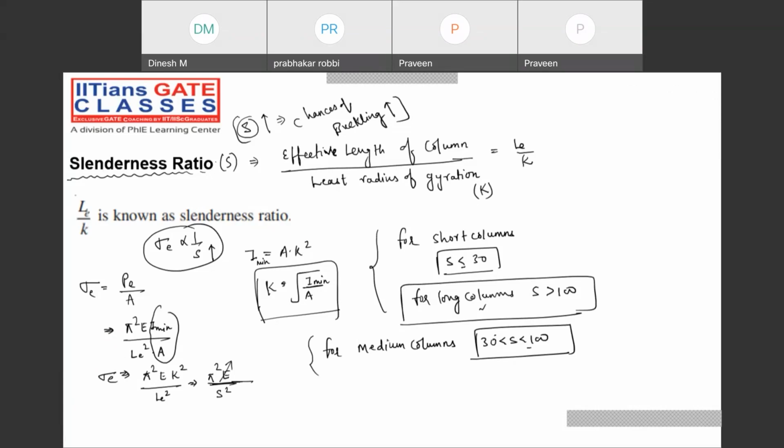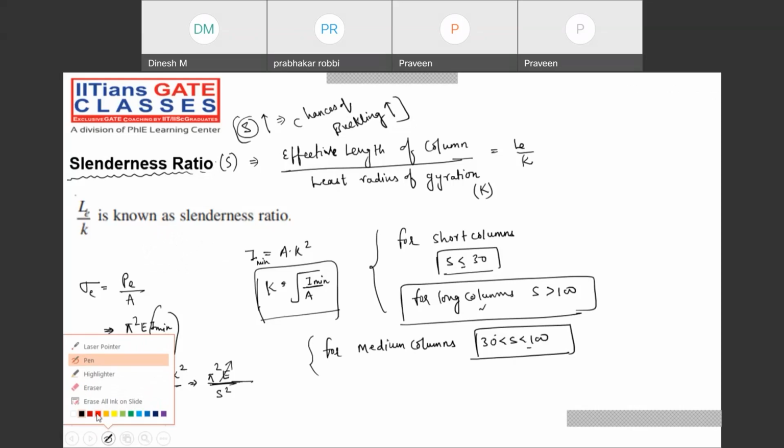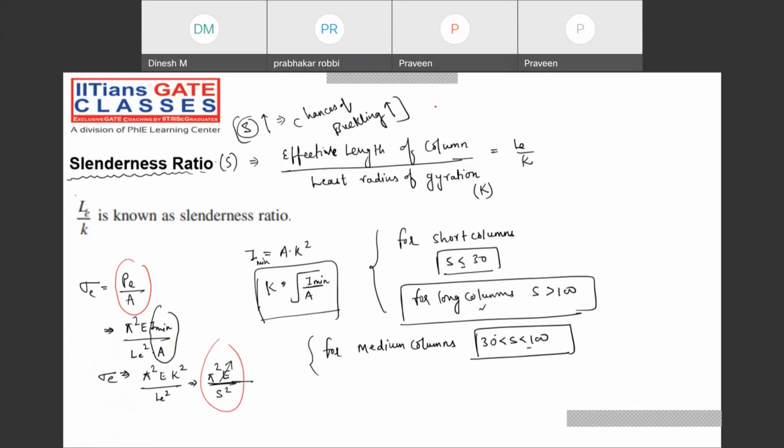No, just wait. For the given area, try to compare this thing with this one. So P_E divided by A will be pi square E divided by S square. So for the given area and for the given material, P is inversely proportional to S square. Check it out. Euler buckling load will be inversely proportional to S square. Yes or no, guys?